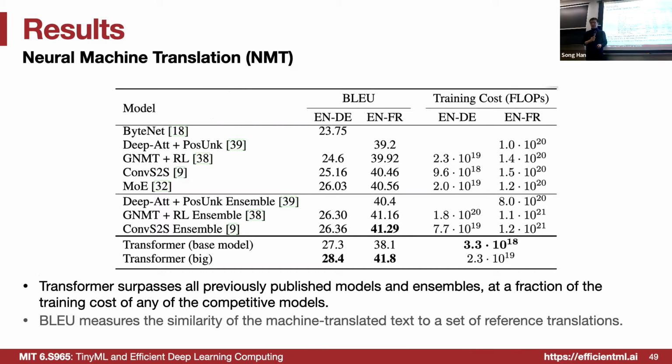All right, so let's see some results of the transformer versus these conventional models. Given this neural machine translation task, the transformer can achieve a higher BLEU score, which is a metric measuring the quality of the translation. You can see the training cost measured in flops is 1, 2, or even 3 orders of magnitude smaller compared with these non-transformer models. So that makes transformers very attractive for these NLP tasks, offering higher quality at a lower cost.